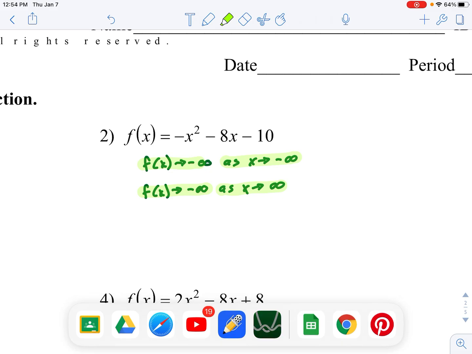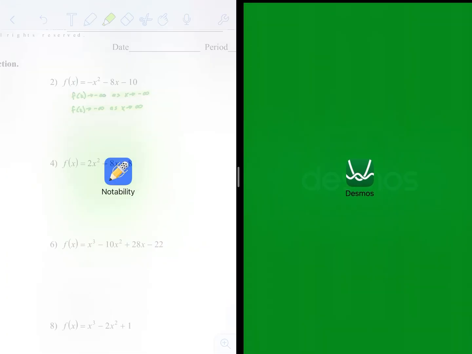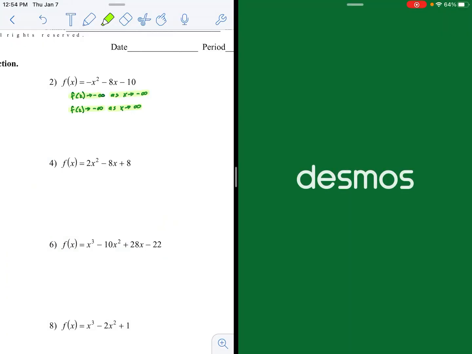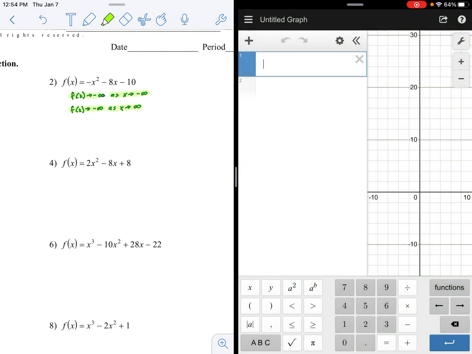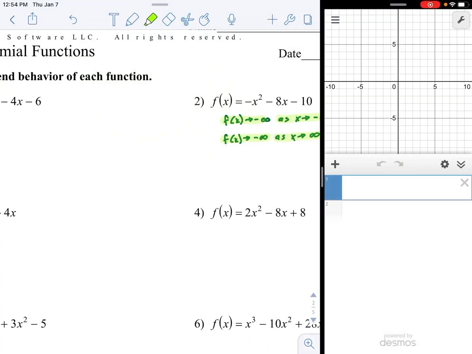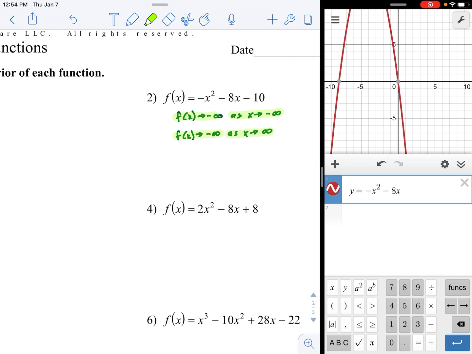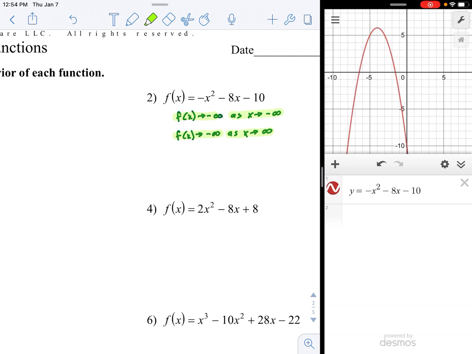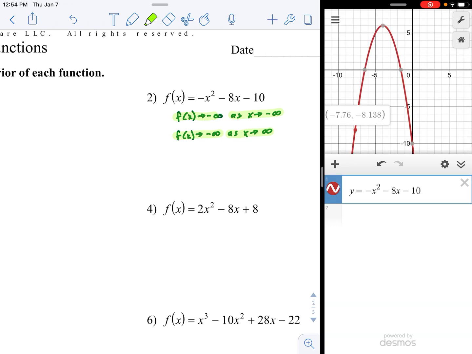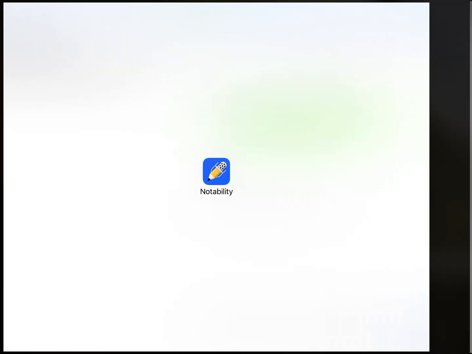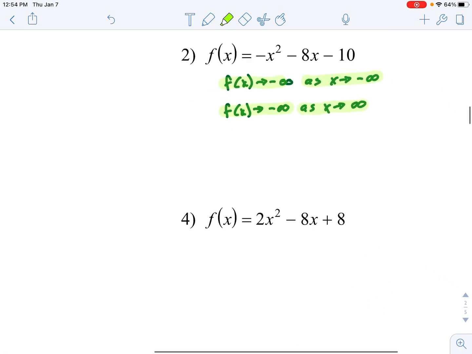Before I go any further, I'm going to pull up Desmos just to reiterate what's going on here. I really don't want you to use Desmos, but it can be instructive as you're just learning this. So if I were to graph this, I'll do y equals instead of f of x equals, it saves time. Y equals x squared minus 8x minus 10. And there you see this graph goes down to the left and down to the right. So that's all we're really saying in this set of exercises.